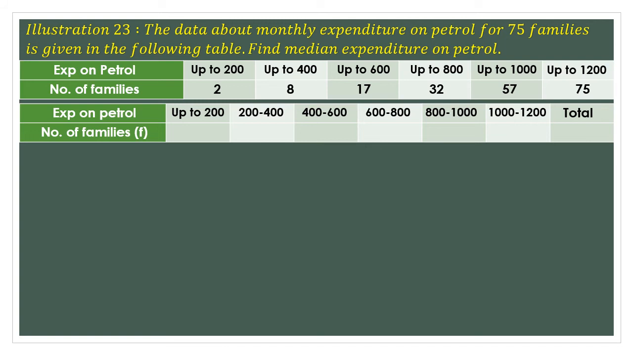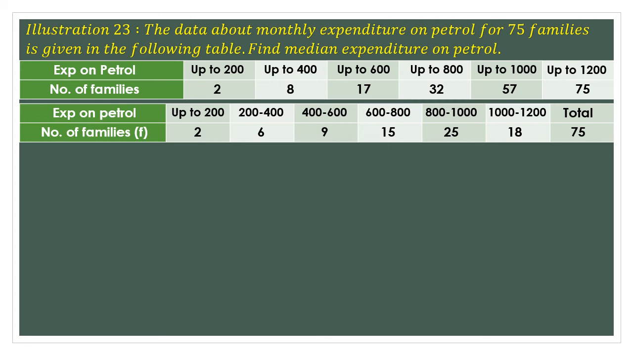How are we going to convert the frequencies? As the first class was as it is, the first frequency will be as it is, 2. Then we will start with the deductions of the frequencies. The second is 8, so 8 minus 2 will be 6, then 17 minus 8 will be 9, 32 minus 17 will be 15, 57 minus 32 will be 25, 75 minus 57 will be 18, and when you total all these frequencies, you will get 75.